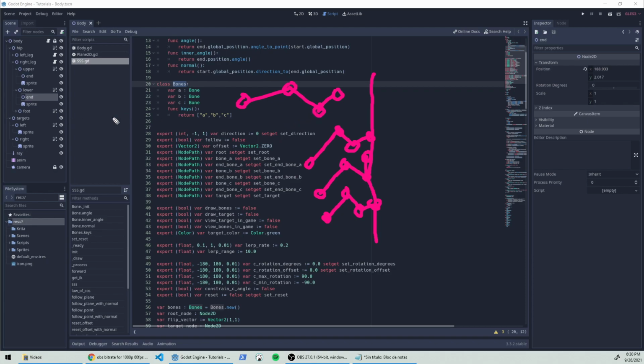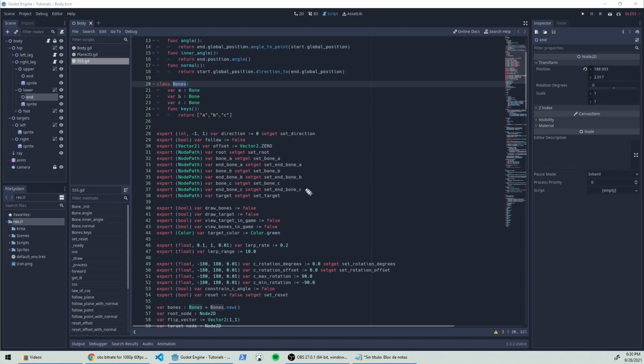Okay, and the way this algorithm works is we have bone A, which is this variable here, and then we have bone B, which is the next one. Of course, we're just going to ignore C. And then if the target is here, all you need is to calculate a triangle like this, right?